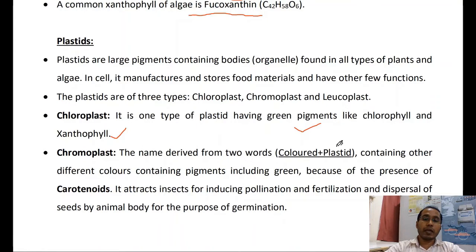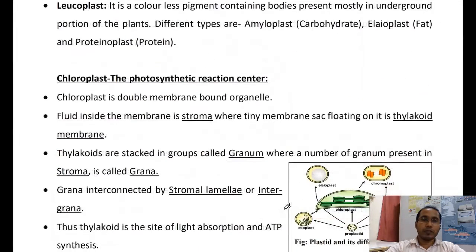Chromoplasts are basically colored pigments that plants produce in different parts of the tissues. You can see different colors, gray, red, maybe yellow, maybe white, maybe blue. Different types of fruit colors are developed. This is basically due to chromoplast. Carotenoids induce pollination, fertilization and dispersal of the seeds by animals, for the purpose of most of the flowers. That's why the color is carotenoid, meaning orange color, which is a very attractive color.